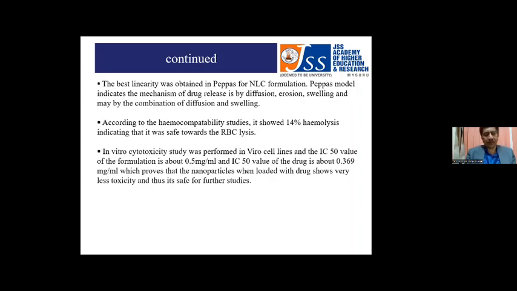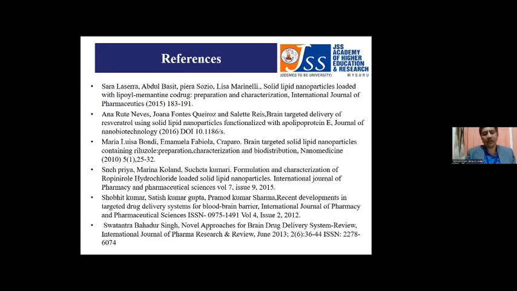The in vitro cytotoxicity study was performed in cell lines, and the IC50 value of the formulation is about 0.5 mg per ml, and the IC50 value for the drug is about 0.369 mg per ml, which proves that the nanoparticles, when loaded with the drug, show very little toxicity and are safe for further studies. These are all the references related to the work which we carried out in our laboratory.